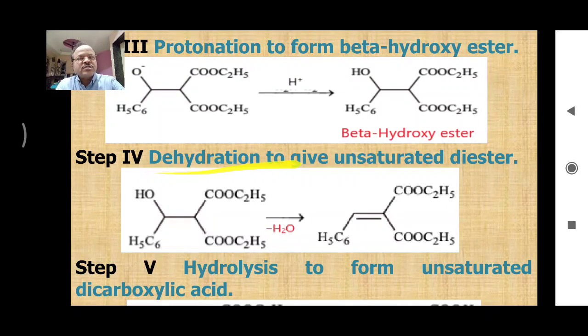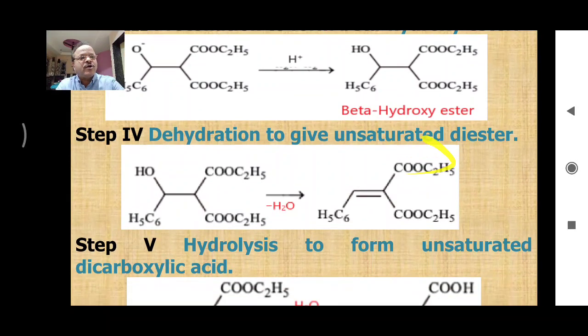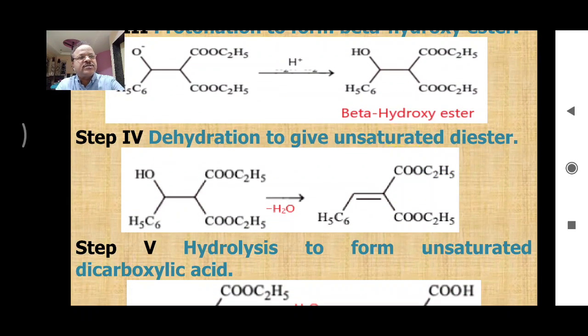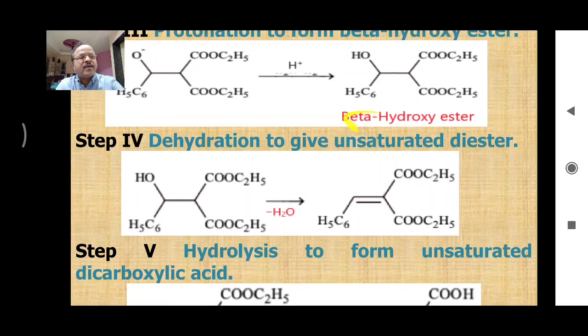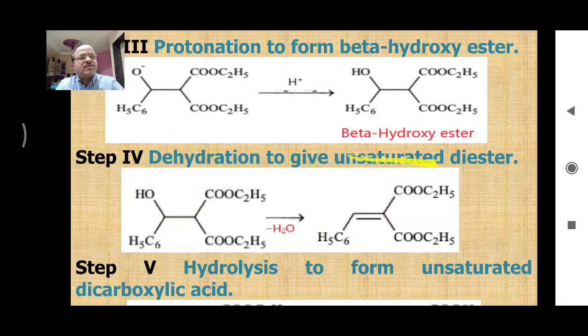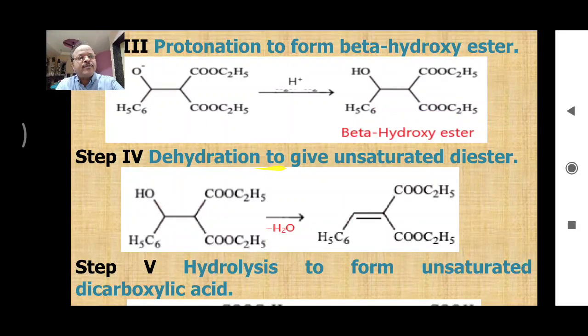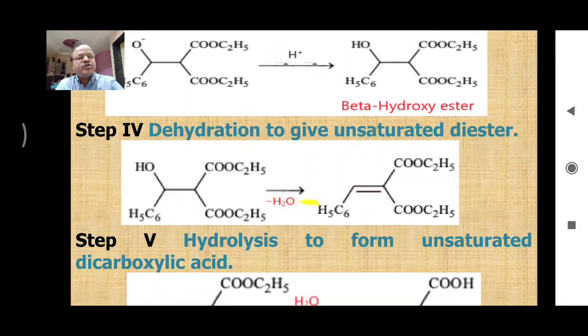In the fourth step, there is a dehydration of this ester, beta hydroxy ester. Actually, this word should not be there, unsaturated. This ester is not unsaturated. By mistake, this word has been printed unsaturated instead of beta hydroxy diester. So this beta hydroxy diester undergoes dehydration, means removal of this H2O.